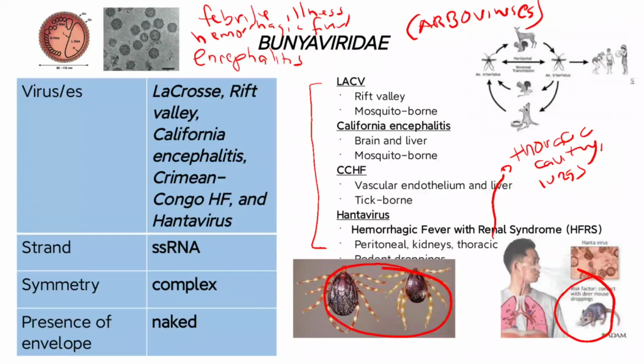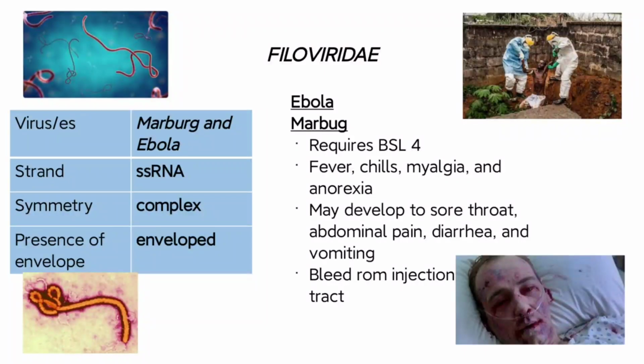Again, the Bunyaviridae, the LACV, California encephalitis, CCHF, hantavirus, Rift Valley, all of those cause febrile illness, hemorrhagic fever, and worse, encephalitis. Okay, next. Next, we have the Filoviridae. From the word itself, makikita nyo, philo, mukha silang filarial. So, Filoviridae, we have the Marburg and Ebola virus.